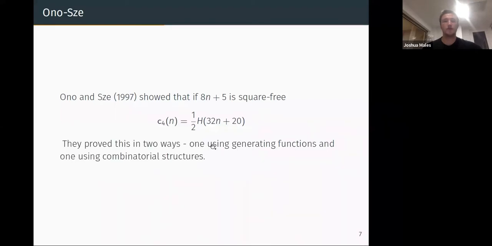And how did they show this? Well, they showed this in two ways. One was using generating functions and modular forms, and the other one was using combinatorial structures. And these two ideas we borrowed heavily from in our paper.